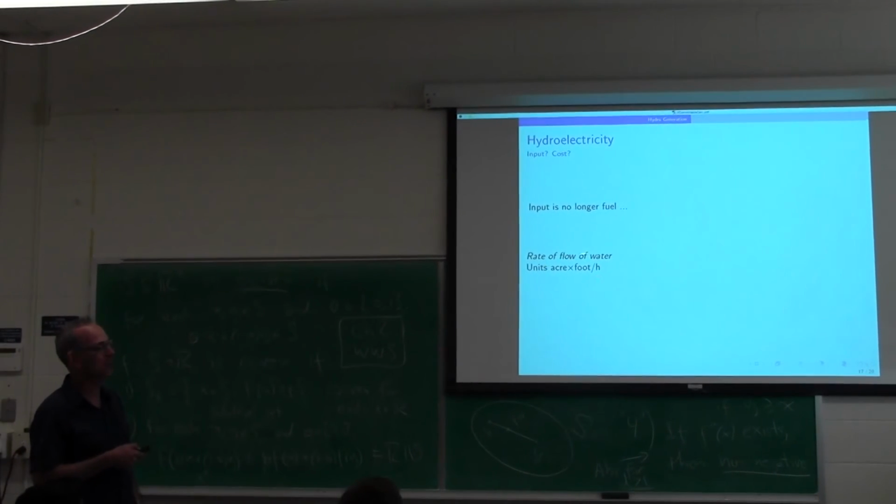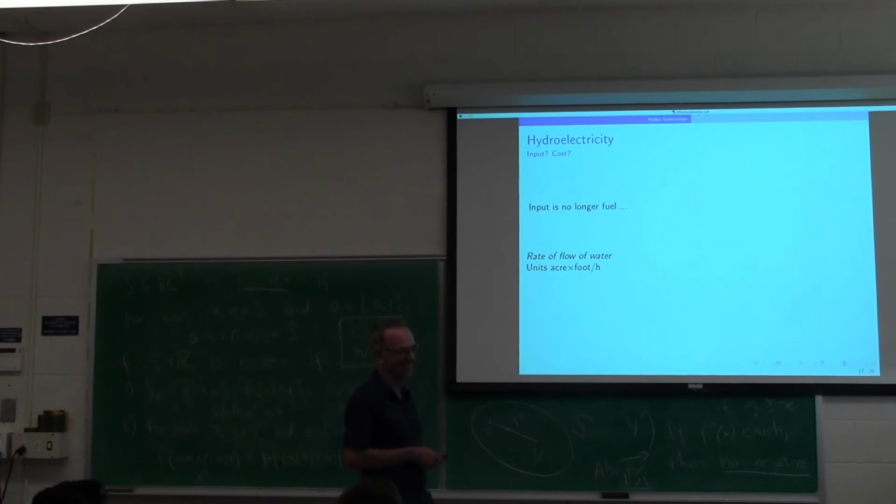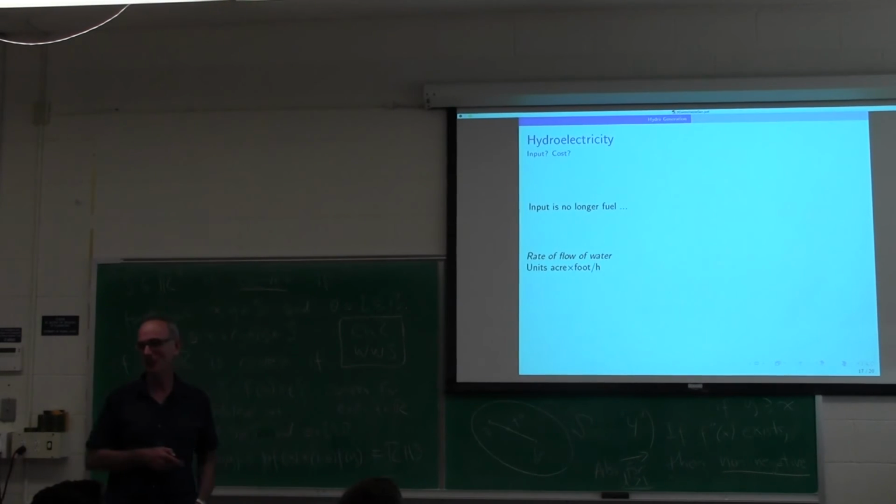Guess what they take as the rate of flow of water? They take it as acre times feet per hour. The most ridiculous thing they can find. Yeah, I know. Acres times feet. It's hilarious. Of course, it should be cubic meters. It's really funny. Why acres times feet?